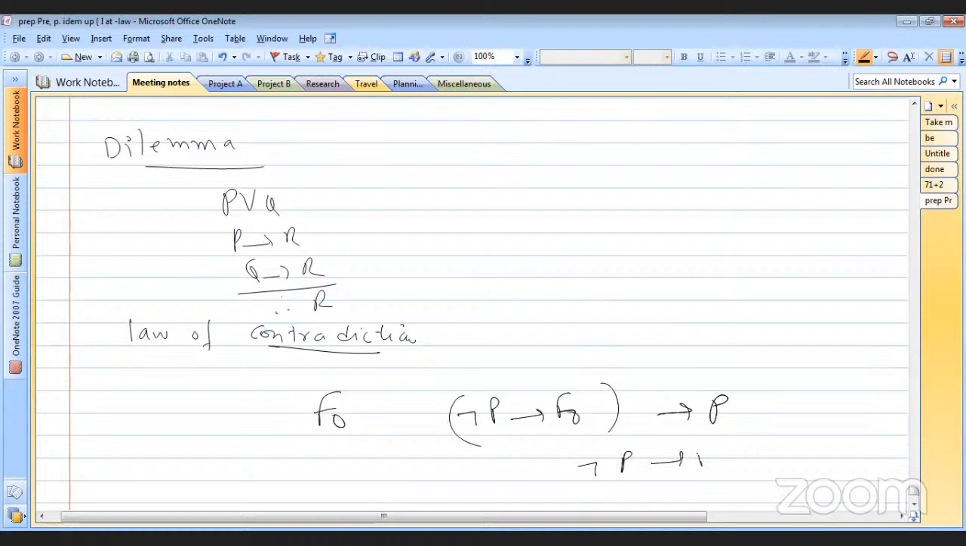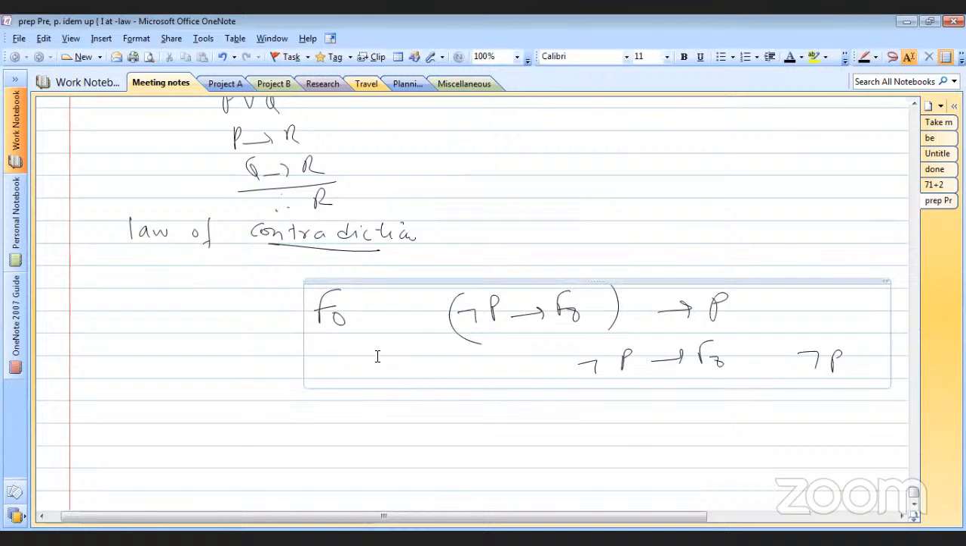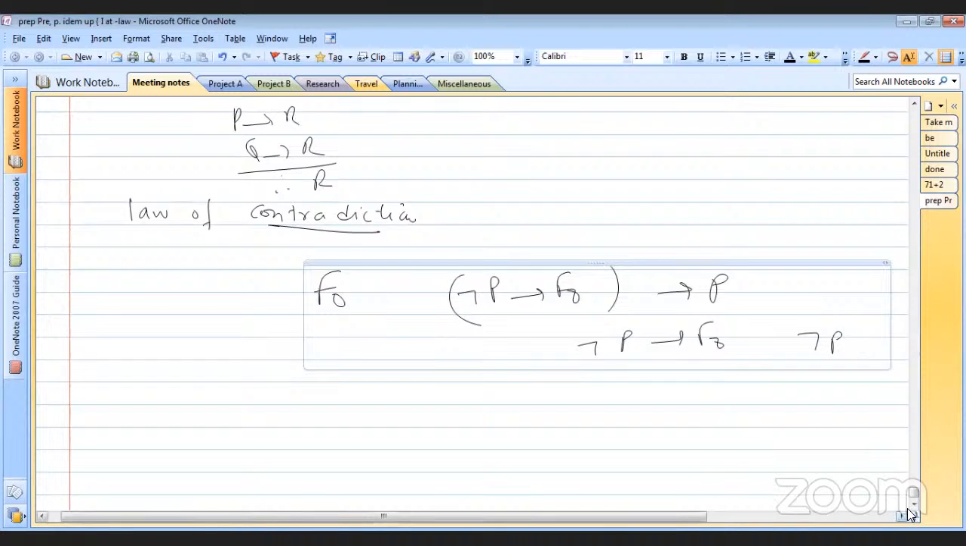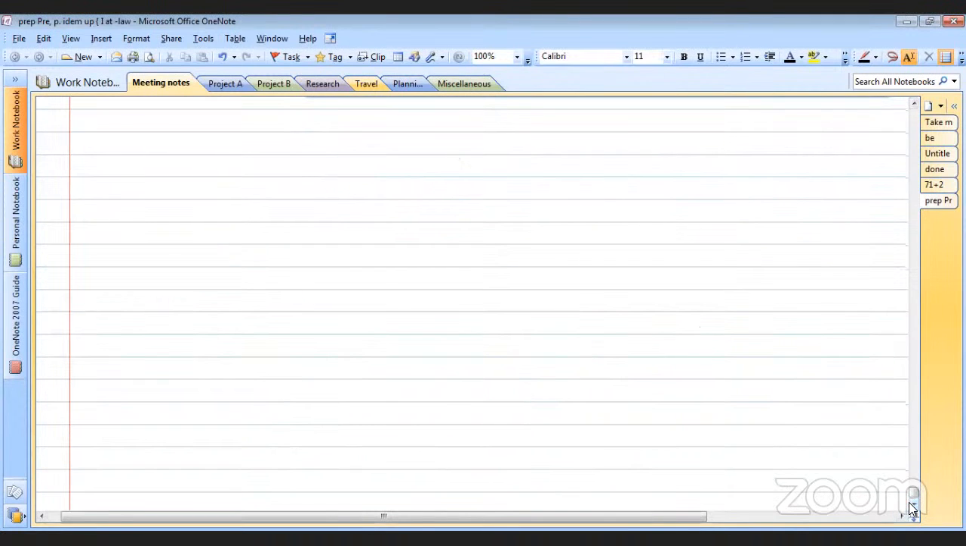If negation of P implies F naught is true, then negation of P must be false. Why? Because if negation of P were true, we would prove again that F naught is false. Since F naught is false, therefore P is true. So therefore law of inference is called the law of contradiction. Contradiction may be written as negation of P implies F naught implies P. This is the condition, the rule of contradiction.